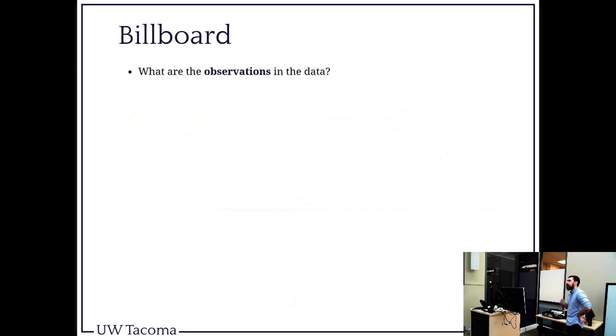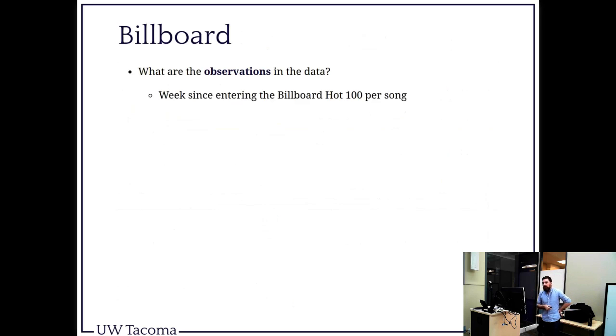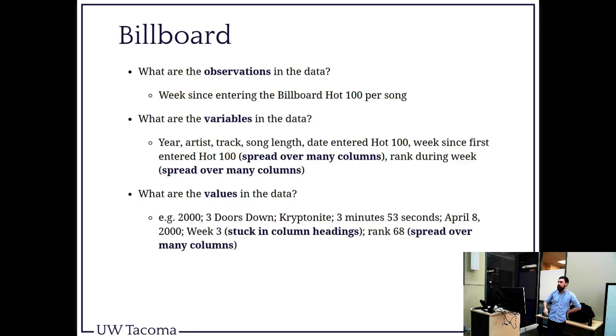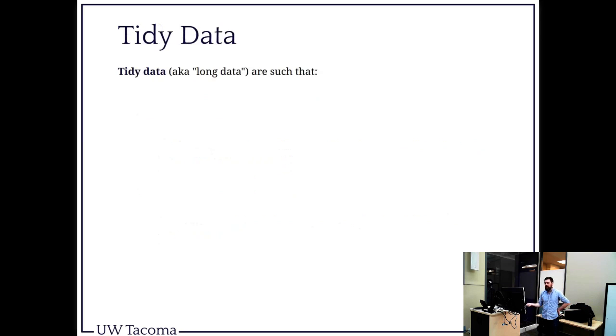Okay. So, the observations in the data are the week since entering Billboard Hot 100 per song. The actual observations are those weeks since entering. The variables in the data are things like year, artist, track, song length, the date it entered, the week since it first entered the Hot 100, and its rank during the week. The last two are spread over tons of different columns. Okay? The values in the data are things like the year 2000, 3 Doors Down, Kryptonite, the length of that song, the date entered, week 3, rank 68, right? There's a lot of useful data in here, just spread all over the place, and it's gibberish, honestly.